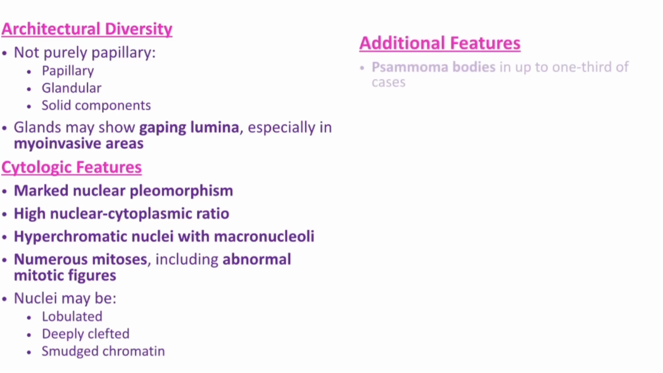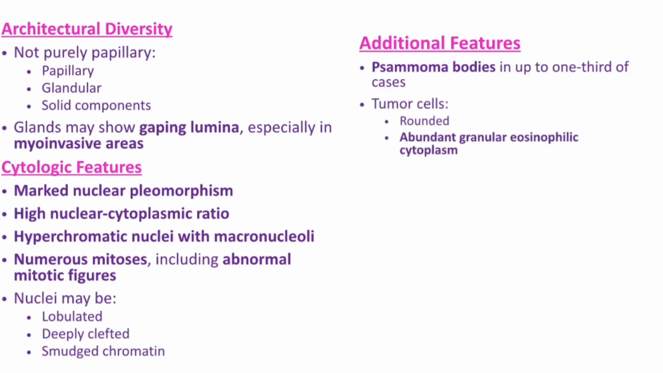Other than these, additional features include psammoma bodies, which can be present in some of these serous carcinomas, and up to 1/3 of cases show psammoma bodies. Generally tumor cells are round with abundant granular eosinophilic cytoplasm, and sometimes foci of clear cell change may be present. So the next tumor we are going to discuss is clear cell carcinoma. We have to differentiate it from clear cell carcinoma also if clear cell changes are present.